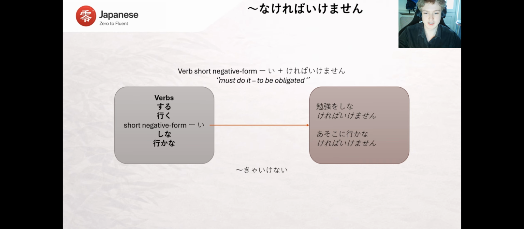If you want to be super casual, you can say きゃいけない instead of ければいけません, which is the same. You're just changing the ければ for きゃ and you're changing the いけません for いけない. So you're going to say いかなきゃいけない. I have to go. Or しなきゃいけない. So I have to do it. You'd use this when you're talking to a friend of yours that you have to go somewhere or you have to study.